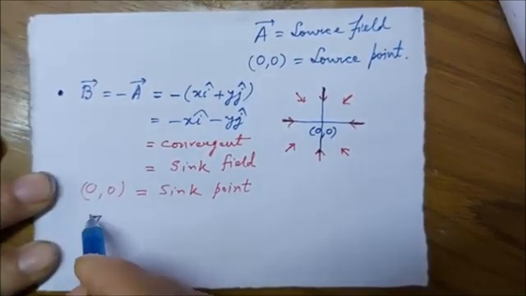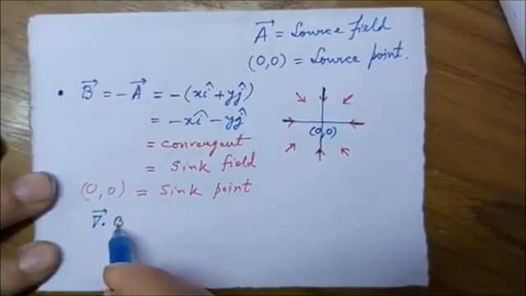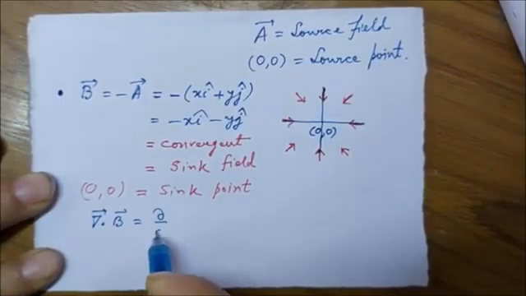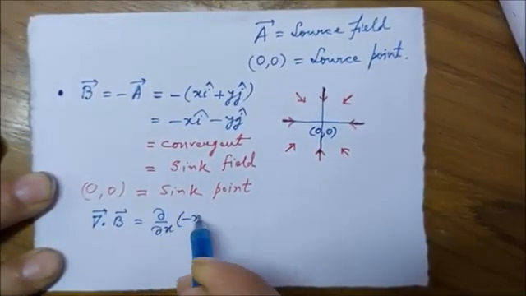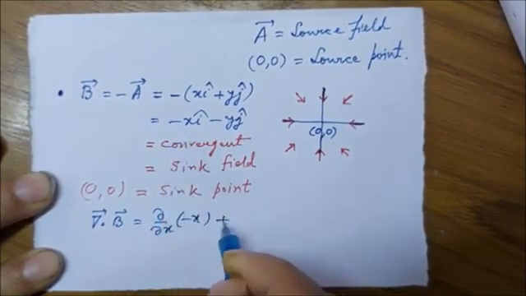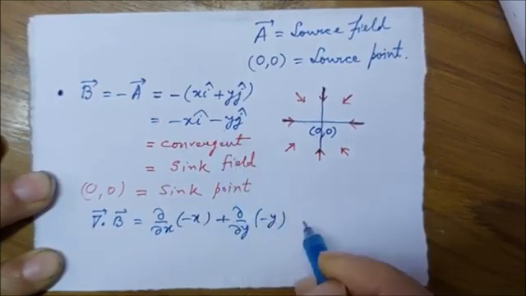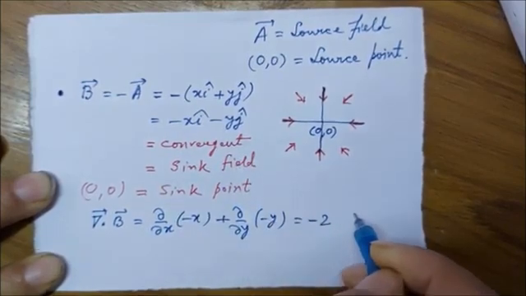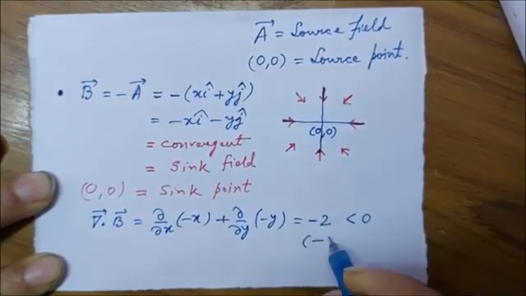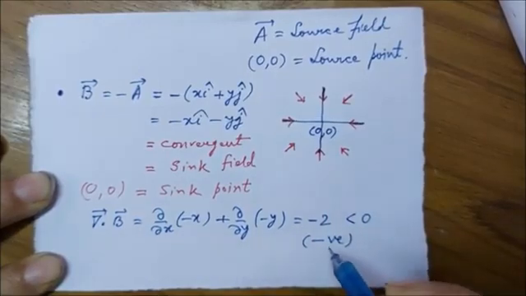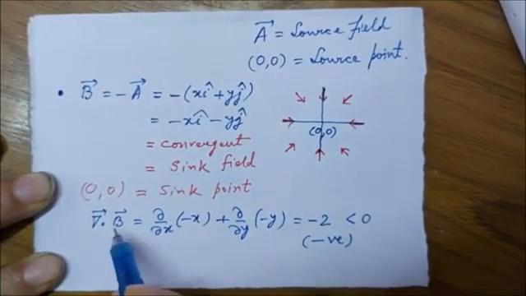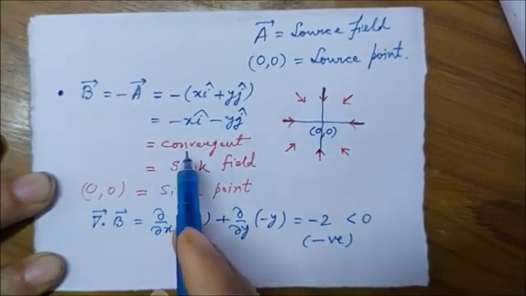And divergence of vector B will be the x component, the y component. So this is less than 0, so this is negative, which means that this vector B is a convergent field.